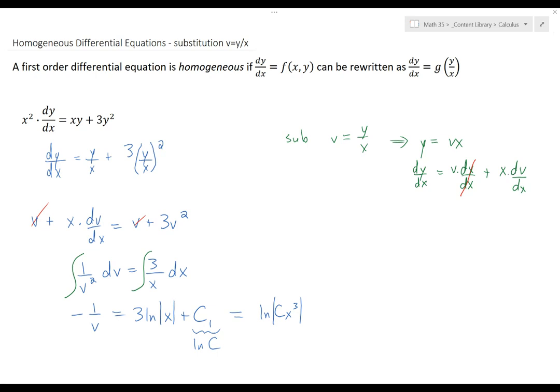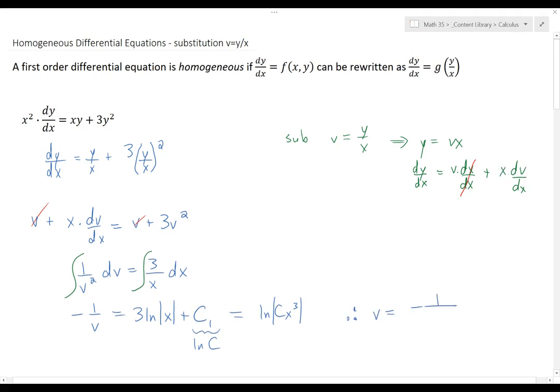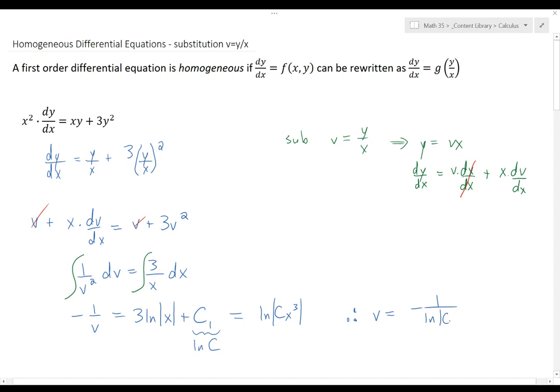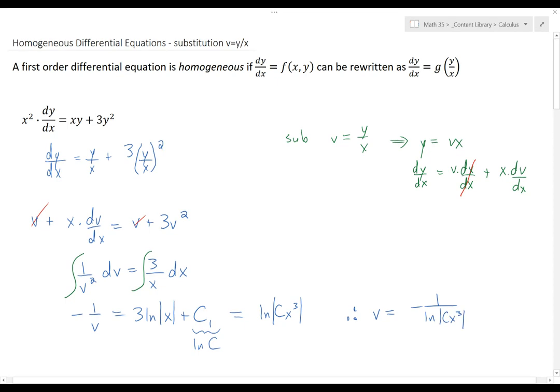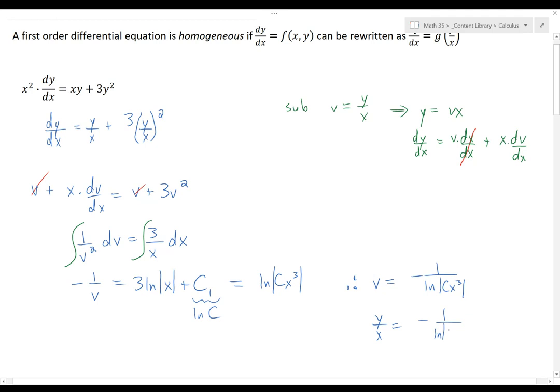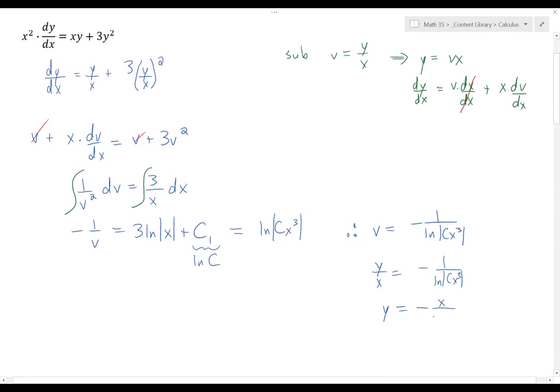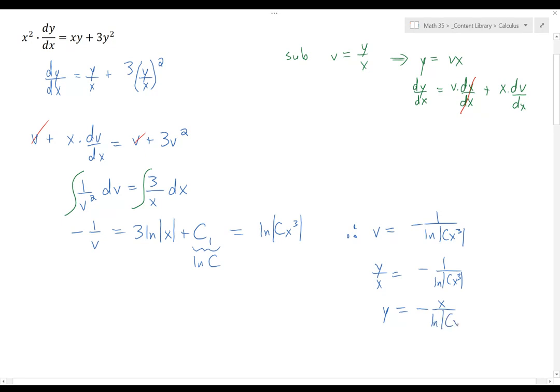And then I get, when I isolate for v, v equals negative 1 over ln of cx cubed. I don't actually want v, I want y. So y over x equals negative 1 over ln of cx cubed, which means that y equals negative x over ln of cx cubed. So that is the basic idea here.